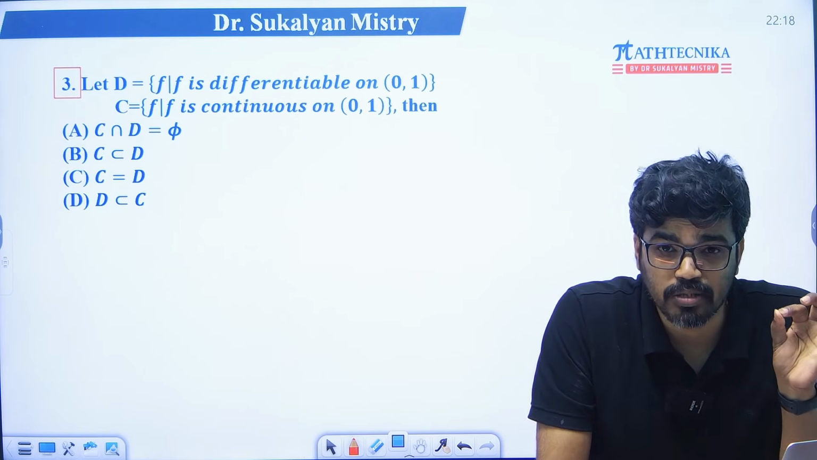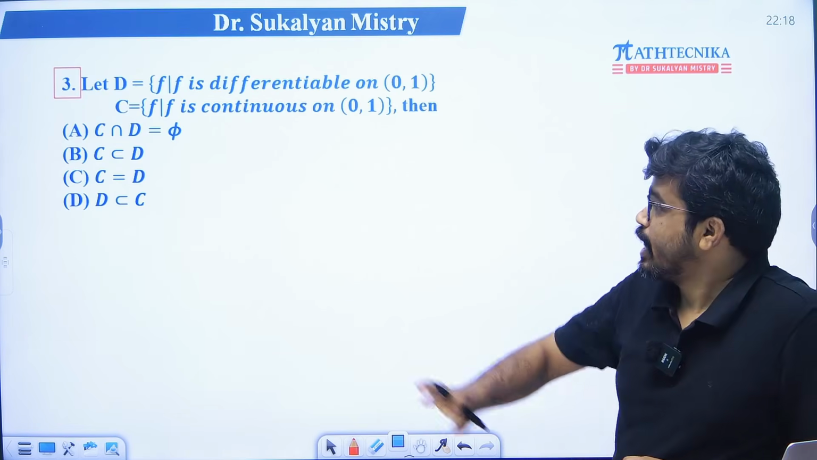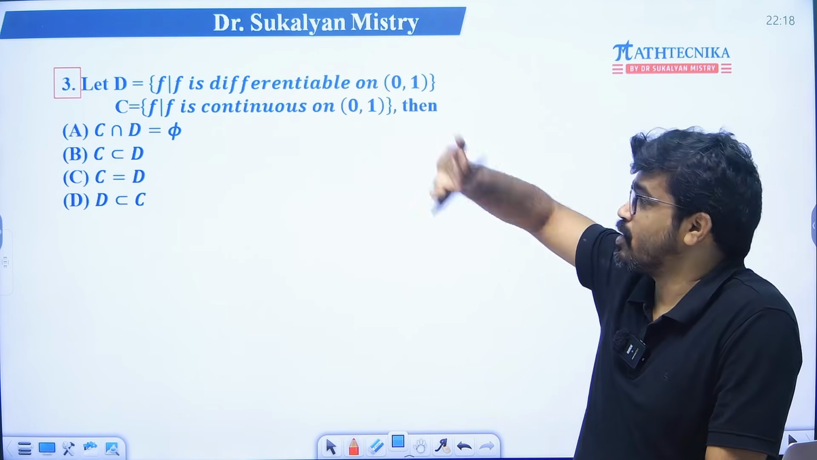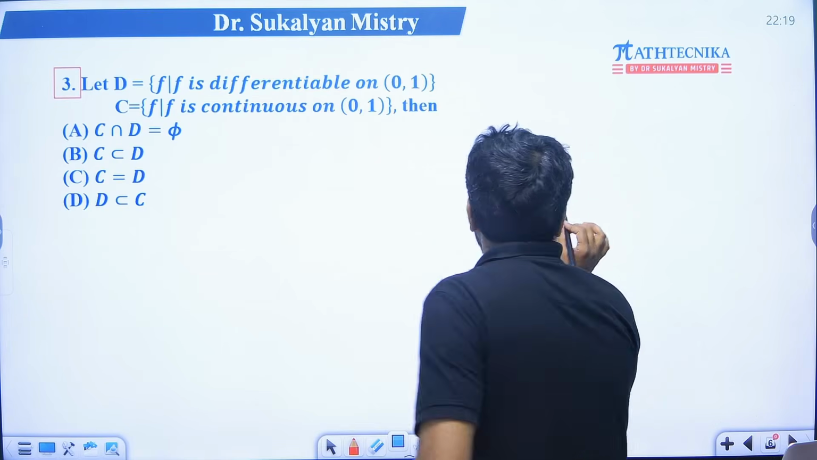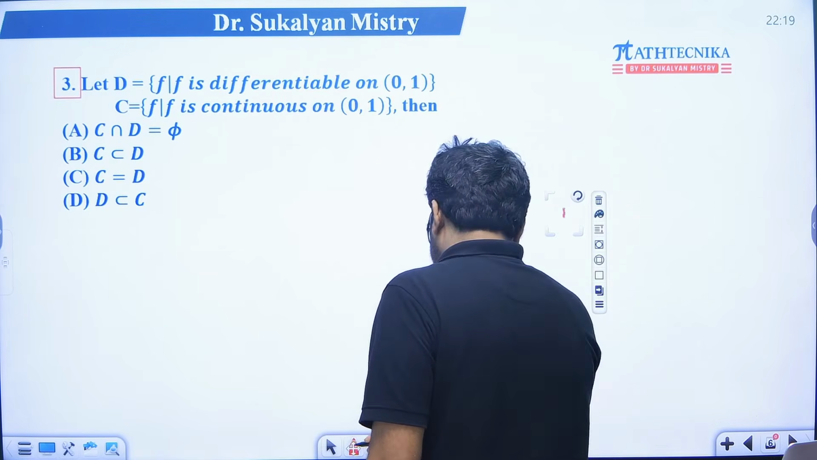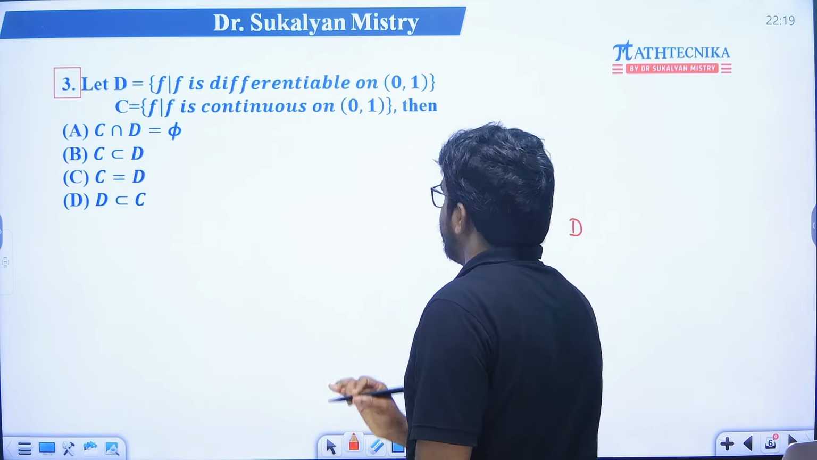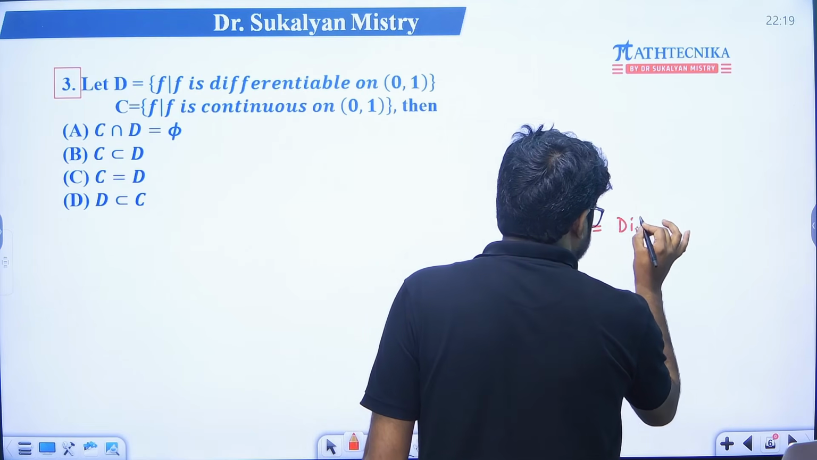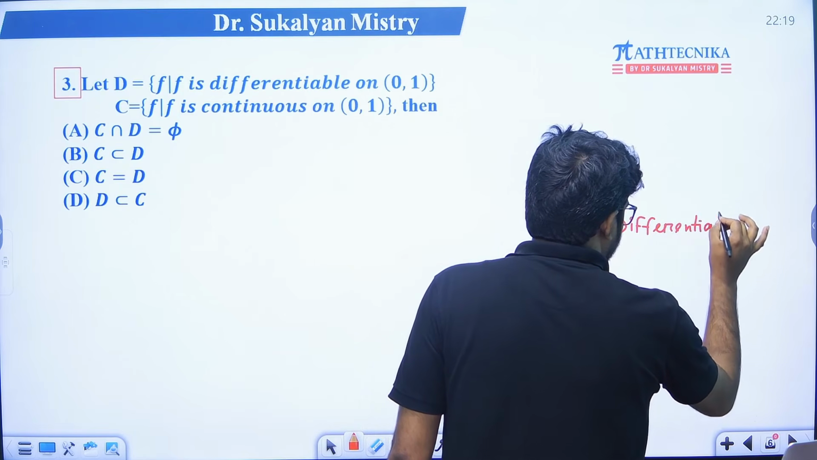So apply this concept to solve this problem. What is given here? Here it is given that f is differentiable on the open interval (0, 1). That is, f is a differentiable function. Here D is the set of all differentiable functions. D denotes differentiability. Right? Okay.